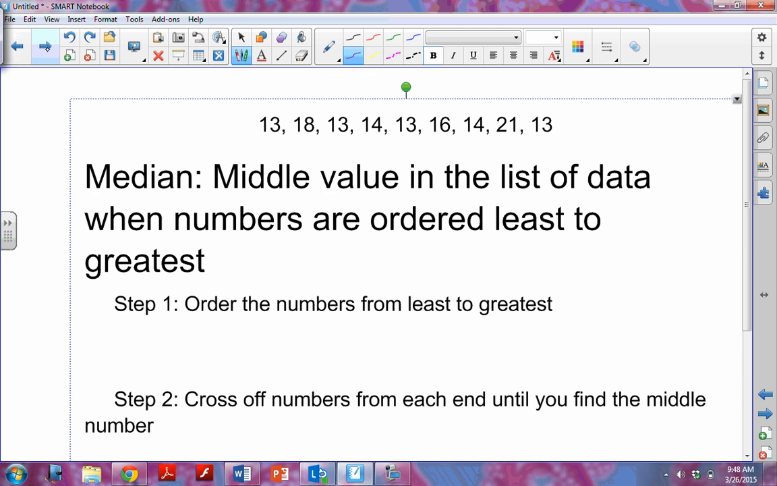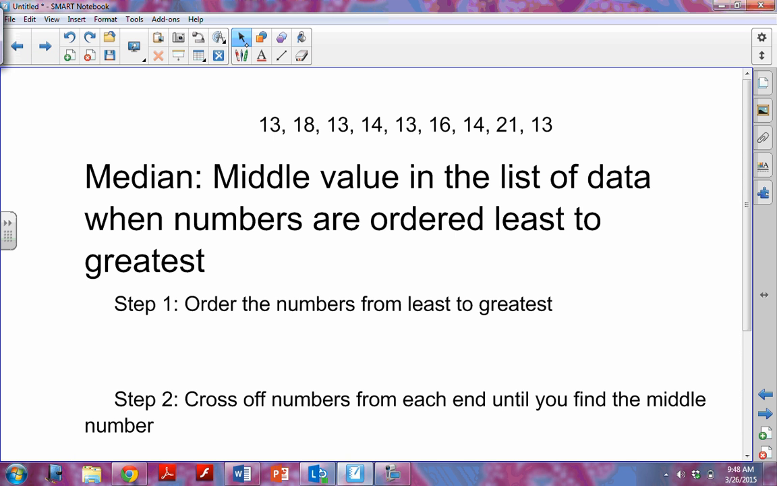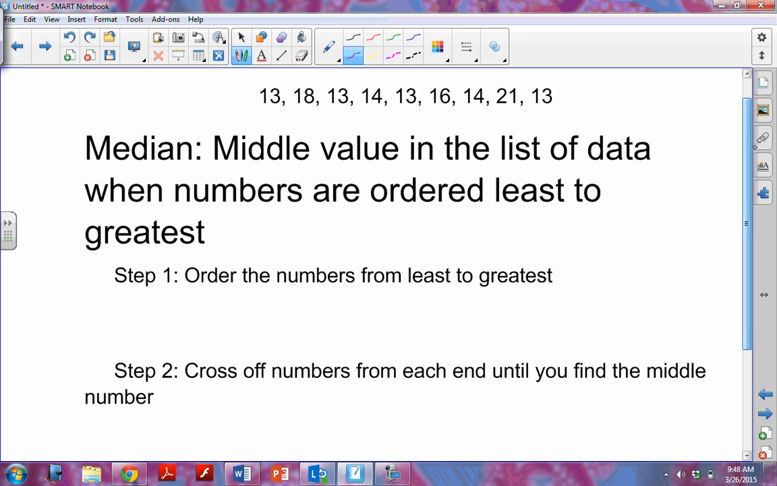The next thing we're going to find is the median. The median is the middle value in a list of data when numbers are ordered least to greatest. Again, this one has two steps. Step one is to order the numbers from least to greatest. So I see that 13 is my smallest number. There are 1, 2, 3, 4 of them. So I'm going to write the 13 four times.